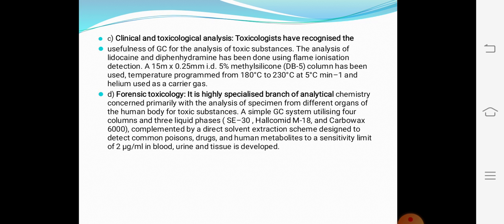Next is forensic toxicology, a highly specialized branch of analytical chemistry concerned primarily with analysis of specimens from different organs of the human body for toxic substances. A simple gas chromatography system utilizing four columns and three liquid phases, complemented by a direct solvent extraction stream designed to detect common poisons, drugs, and human metabolites to a sensitivity limit of 2 microgram per ml in blood, urine, and tissue, is developed.